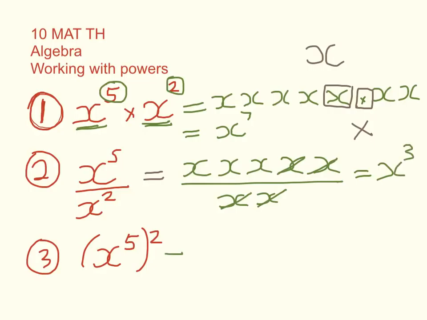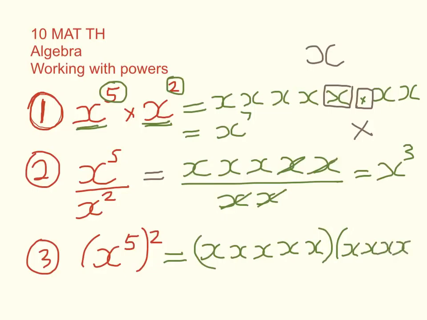The last one, x to the power of 5, is then squared. So we have x times x times x times x times x. And we want all of that times itself, which is what squared means. So that's x to the power of 10.